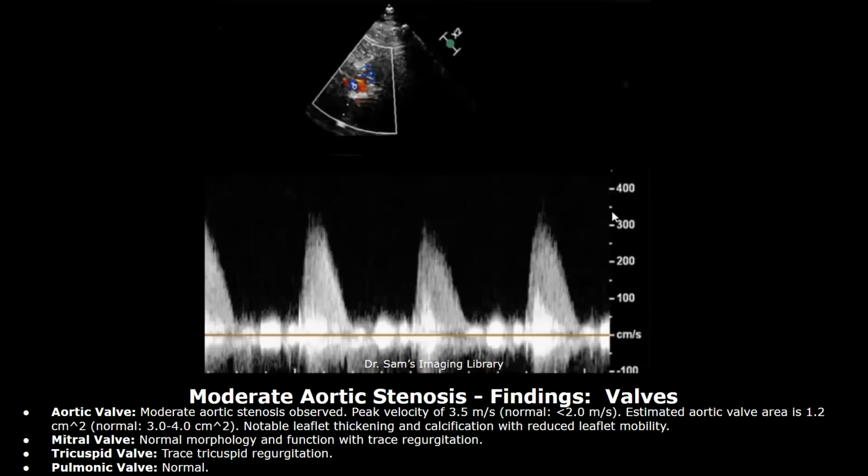Notable leaflet thickening and calcification with reduced leaflet mobility. The mitral valve has normal morphology and function with trace regurgitation. The tricuspid valve has trace regurgitation as well. The pulmonic valve is normal.